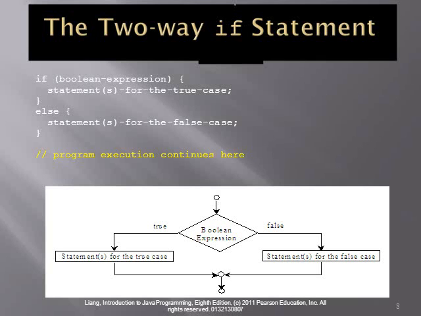Well, welcome to the two-way if statement, where the one-way if statement only allowed for the execution of a special set of instructions when the Boolean condition was true. Our two-way if statement allows for the selection of instructions to be executed when the Boolean expression is true, and a different set of instructions when the Boolean expression is false. The else keyword identifies what to do when the expression is false.